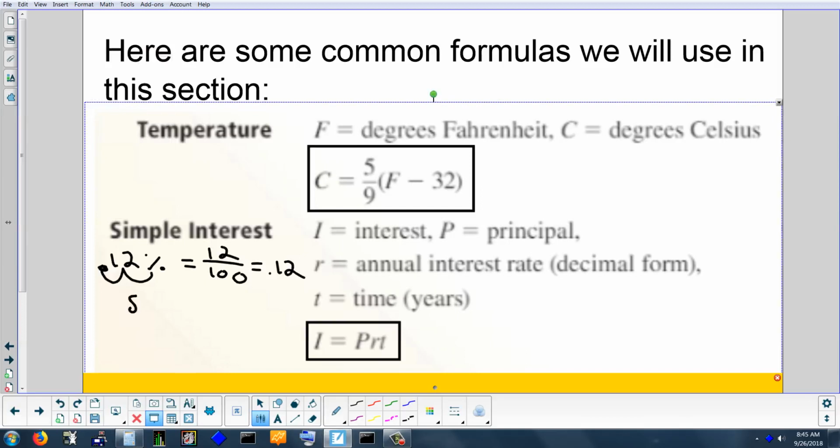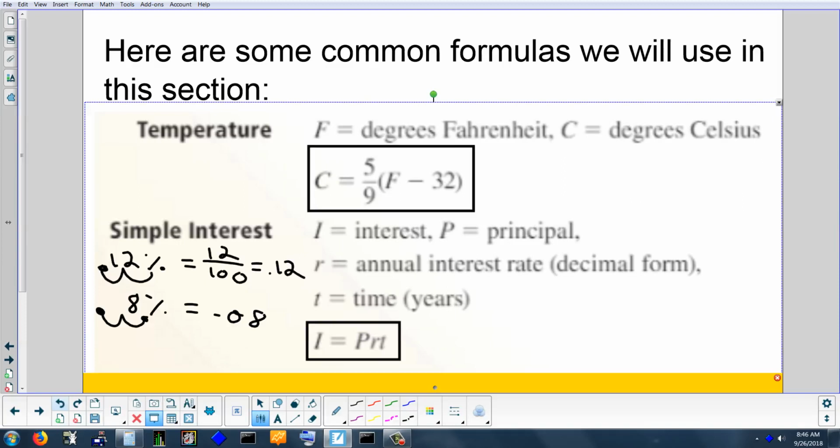What if I had 8%? What would 8% be as a decimal? So your decimal place is right there. Exactly. You move it 2 places. 1, 2. You've got to fill in a spot right there. 0.08.